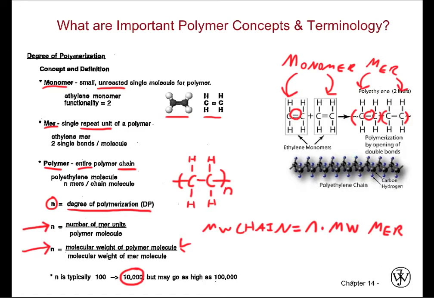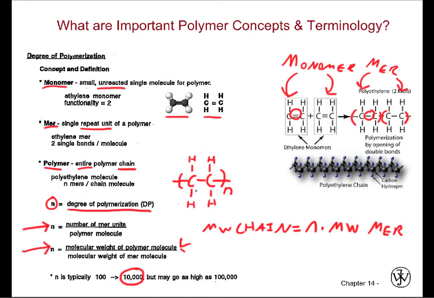So we already have n, that was given to us, and so now all we need to do is calculate the molecular weight of the mer. And this is done by looking at a periodic table and figuring out what 2 carbons plus 4 hydrogens would end up being.